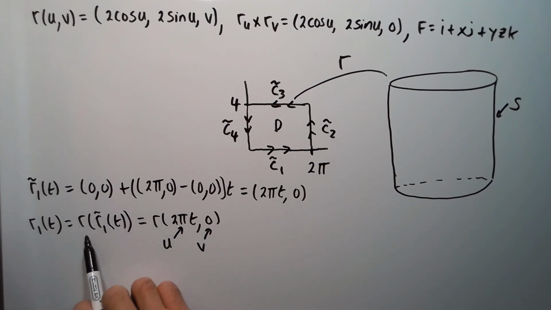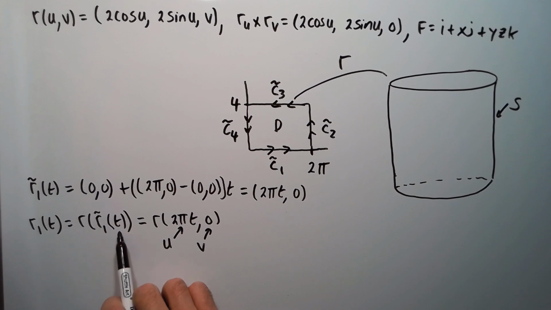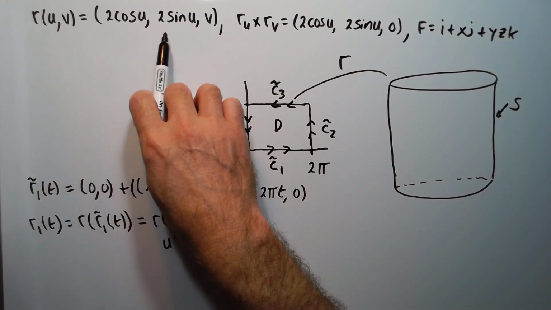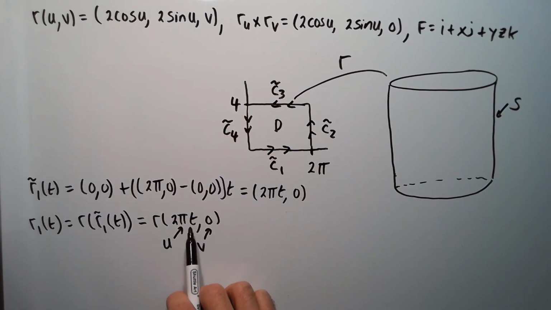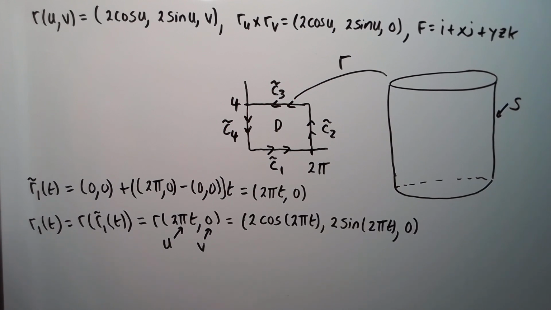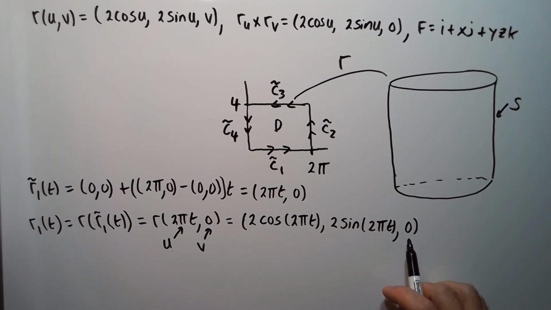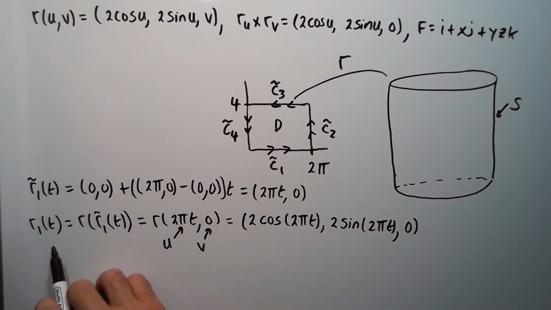Okay, so I'm going to call R1 then R composite R1 tilde of t. Okay, and R1 tilde of t is (2 pi t, 0). So I'm going to go up to my R up here. In place of u, put 2 pi t, so here and here. In place of v, put 0. So doing that, we get this then. So again, putting 2 pi t in place of u here and here, and 0 in place of v. So that's going to be on the lower one, it looks like, because the z component is 0. Let's see where we're at time 0. So let's stick 0 in place of t, and 1 in place of t also.